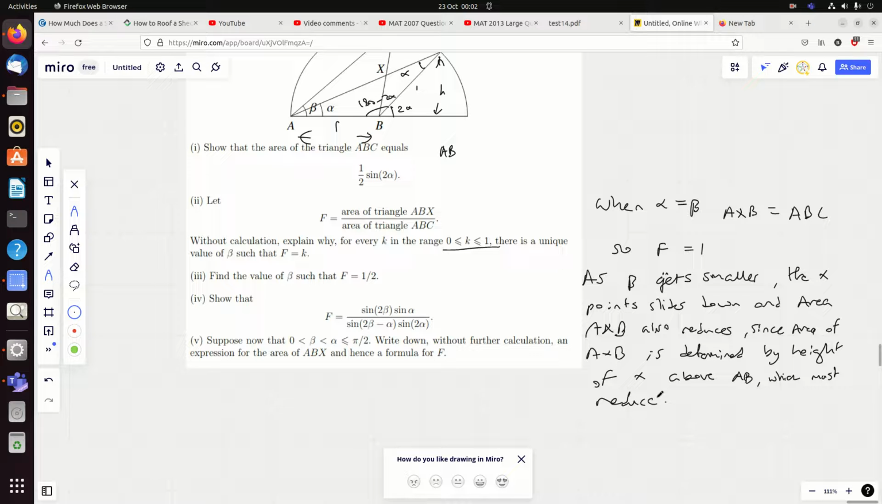I'd also like to say, when X gets to A, this all happens as beta obviously increases as well. This starts when beta is alpha. As beta increases, eventually it gets to pi over 2. And at that point, AXB is 0.